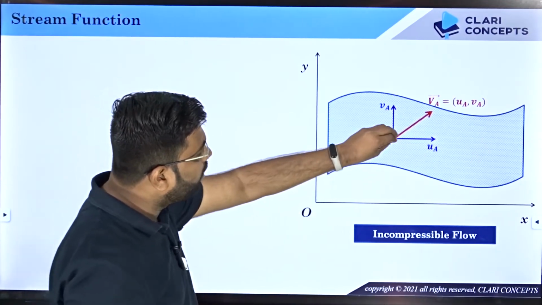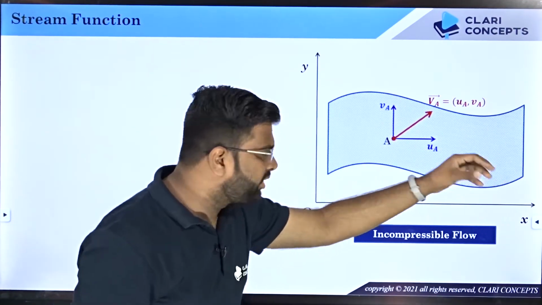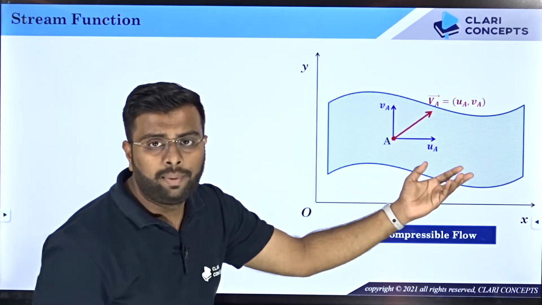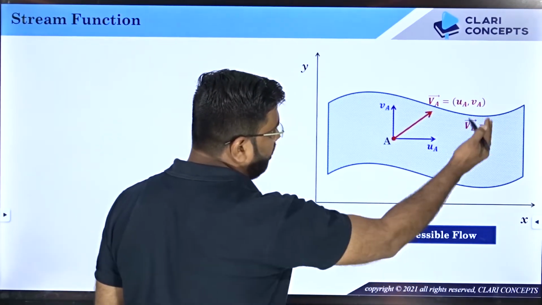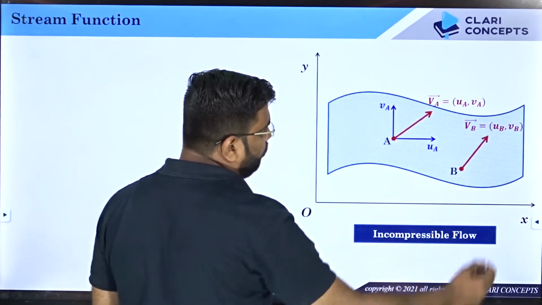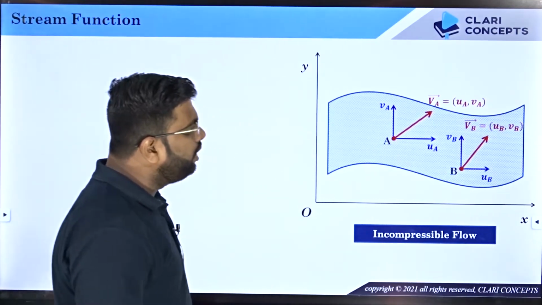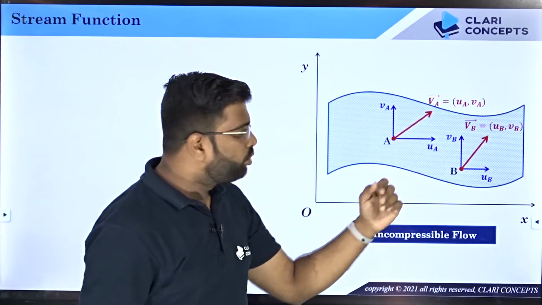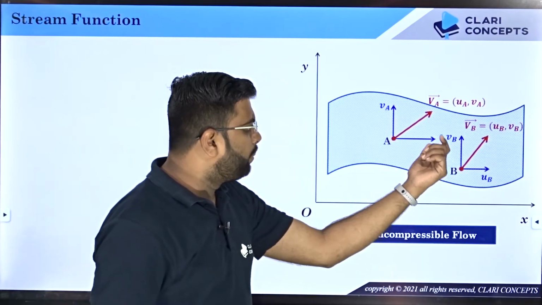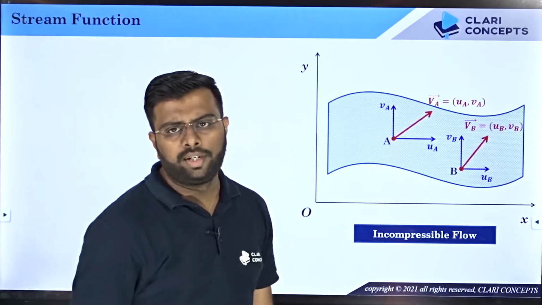Similarly, if you find another point, obviously at this point also the velocity may not be the same, it may also be different. So I found another point B and the velocity is, let's say, VB, whose components are UB and VB. So now here if you see, velocity is changing with respect to space, isn't it? It is different. So U is different at both the points, V is also different at both the points.